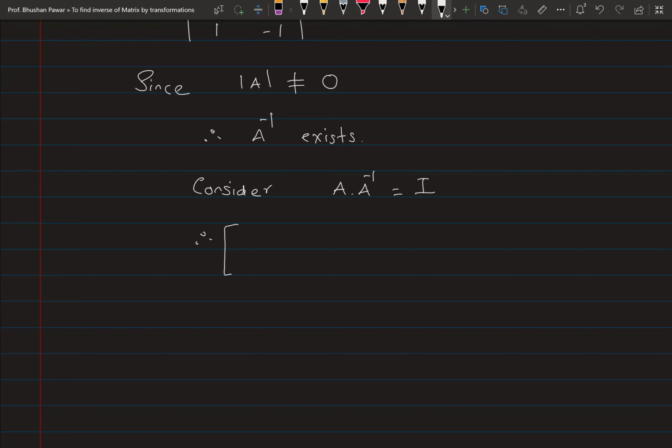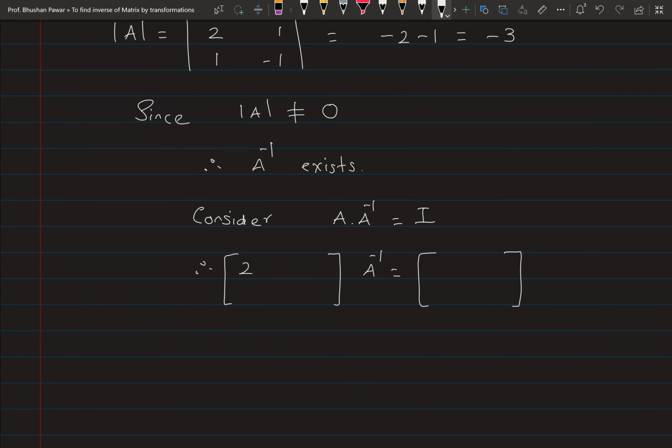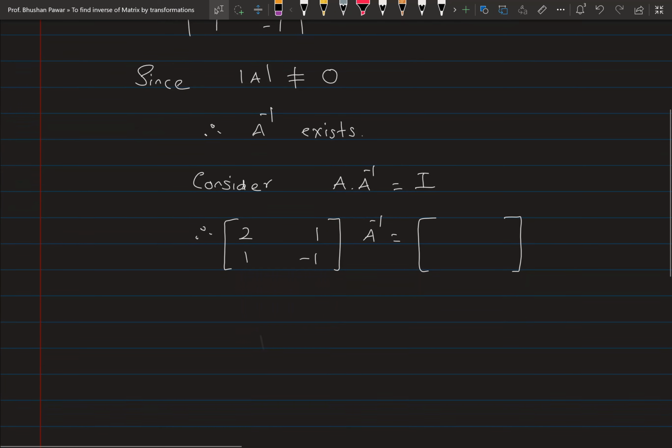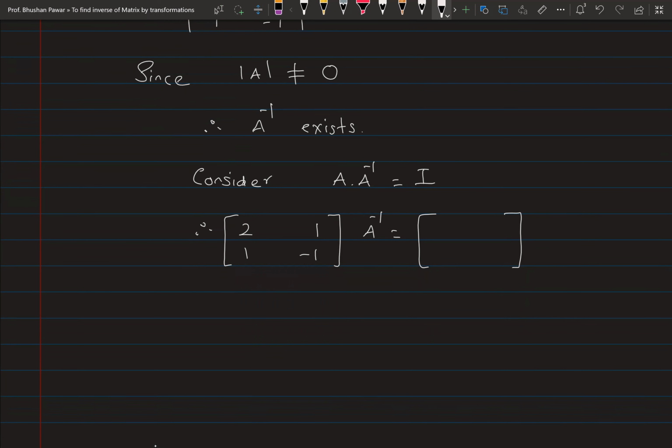So now we substitute the values over here. A is our question, 2 1 1 minus 1. On the right hand side we have I, the unit matrix. The order of the unit matrix is decided from the question. If the question has a matrix whose order is 2 by 2, then the order of I will again be 2 by 2. So it is 1 0 0 1.